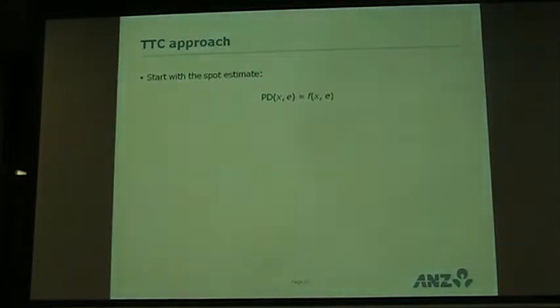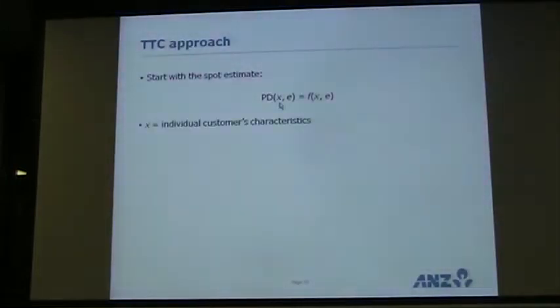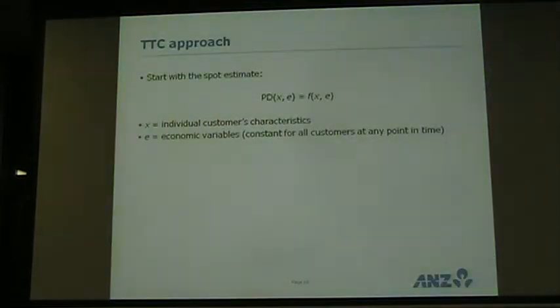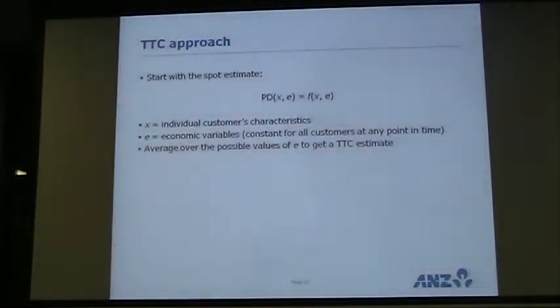So, through the cycle approach, I'm going to start with my spot estimate. I'll call this my PD as a function of X and E, where X is my individual customer's characteristics, and E stands for all my economic variables, which will be constant for all customers at any point in time. I think the technical name for this is a panel regression, not that I know anything about panel regression. F, for example, might be a logistic regression, which everyone tends to use for better performance. Okay, and I'm going to average over all the possible values of E to get a through the cycle estimate.